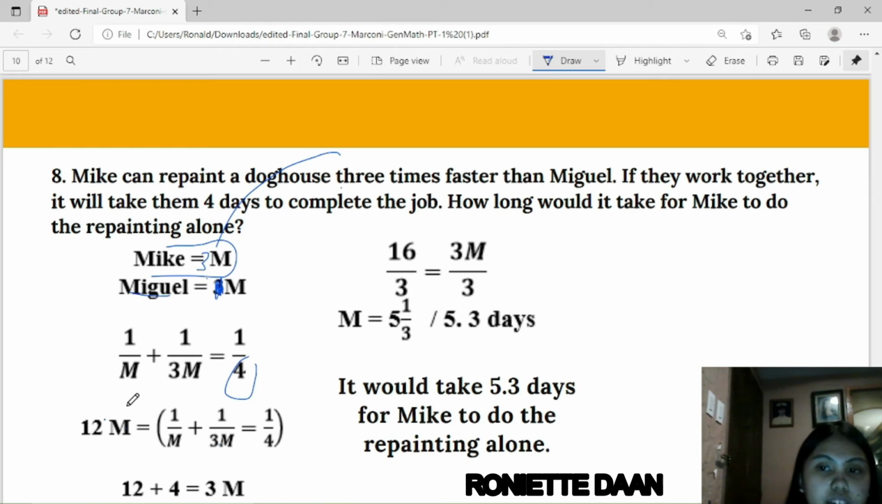So in order to find how long it takes to do their painting alone, find the LCD first. 12m divided by m, you'll be able to get 12. 12m divided by 3m, you'll be able to get 4. 12m divided by 4 equals 3m. In order for the variable m to be retained, you need to divide 3 from both sides. 16 divided by 3, it will be m equals 5 and 1/3 or 5.3 days. So it means it would take 5.3 days for Mike to do the painting alone.